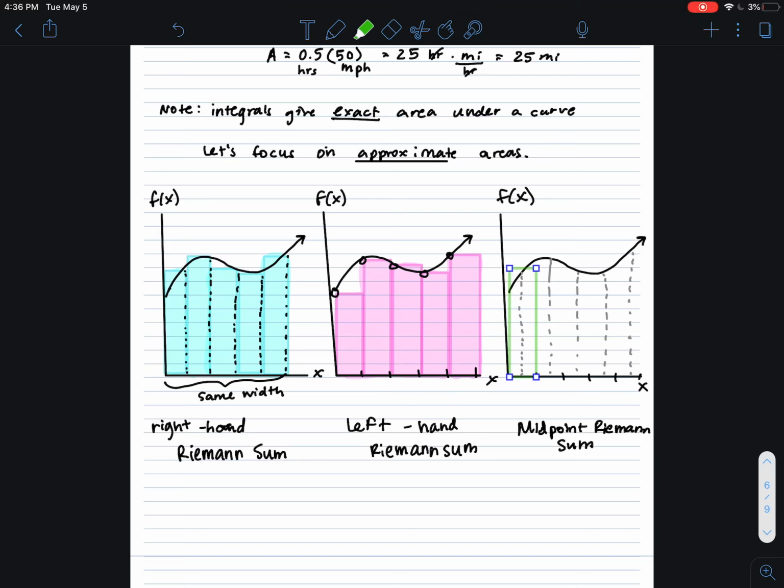So see, I'm crossing there at that midpoint. These ones are a little bit trickier to draw, but hopefully you guys get the point. So I have my little individual sections, and I'm taking the middle of those sections, and I'm using that as my x value to find my f of x value, which is what the height of my rectangle is. Okay, so that's what that approximation would look like.